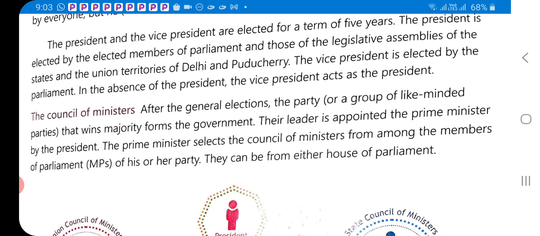The council of ministers. After the general elections, the party that wins a majority forms the government, and the leader of the majority party is appointed the prime minister by the president. Then the prime minister selects the council of ministers from the members of parliament of his or her party. They can be from either house of the parliament.